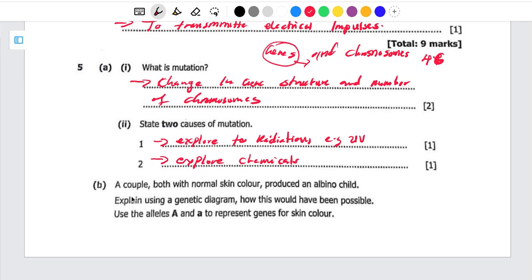Then we also have question B, which is saying a couple both with normal eye color produce an albino child. Explain using a genetic diagram how this one would be possible using the alleles capital letter A and small letter a to represent gene for skin color. So what we are going to do here, for them to have a child who is an albino, for them being normal, what are we going to do?